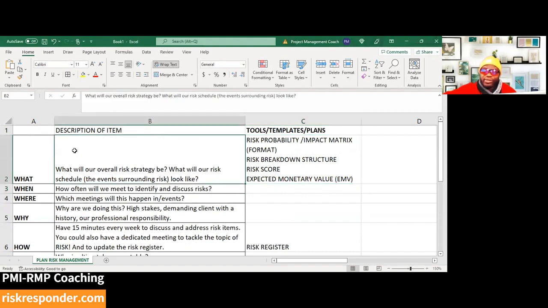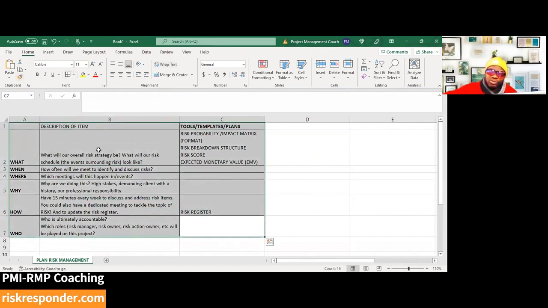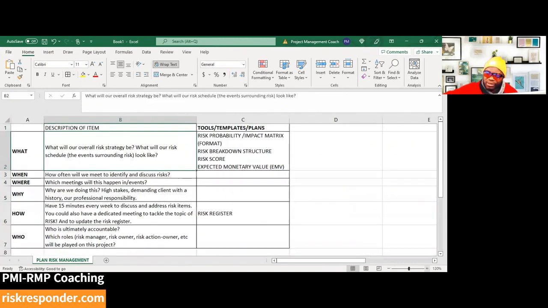So far, everything we've done here is just planning how to manage risk. And I could go on and on for hours on end, just telling you things that you do in a risk planning meeting. This is really how we're going to manage risk, which templates are we going to use, which tools are we going to use, blah, blah, blah.